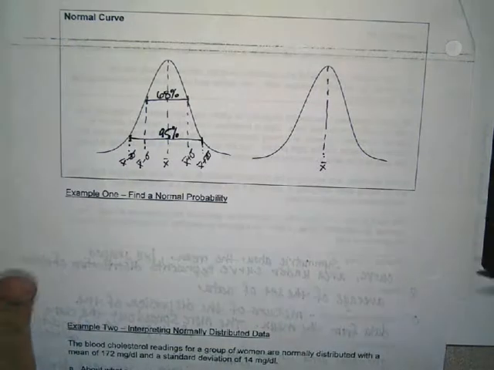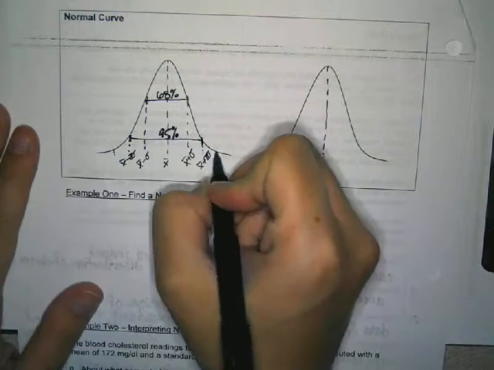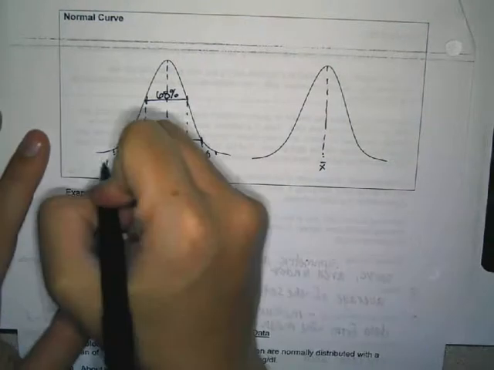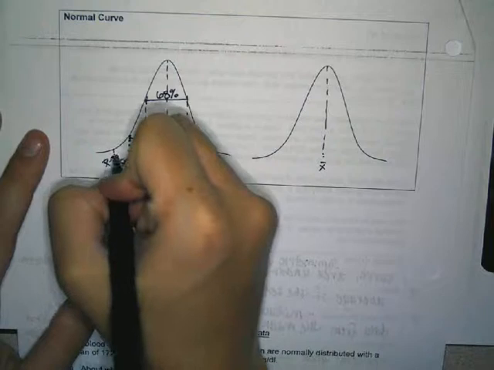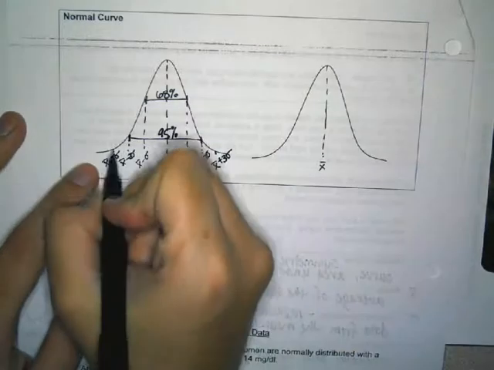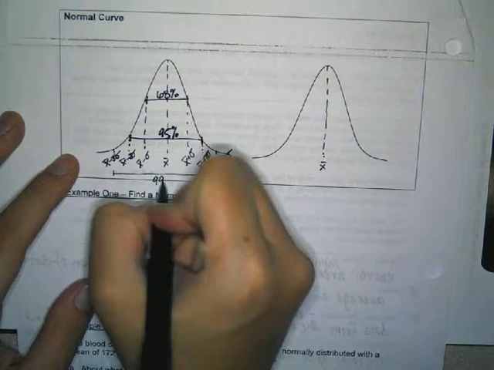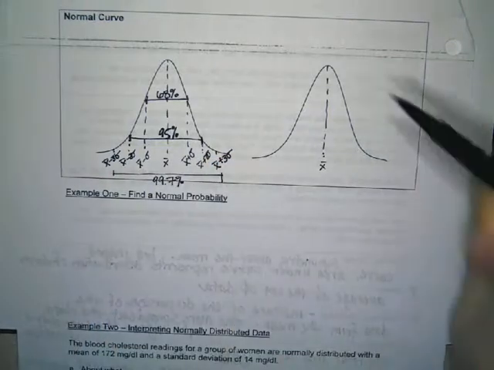And then the last little bit here, that's going to be your mean minus 3 standard deviations and your mean plus 3 standard deviations. That's going to be 99.7% of your data.